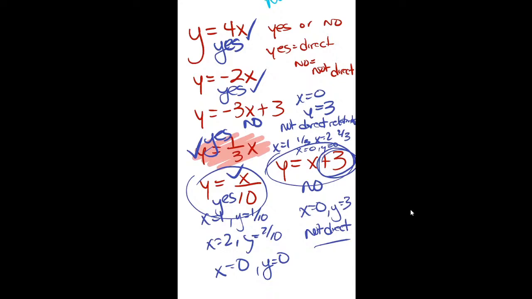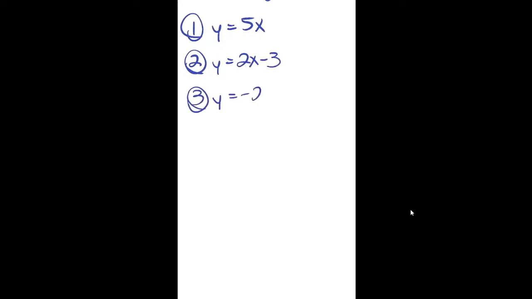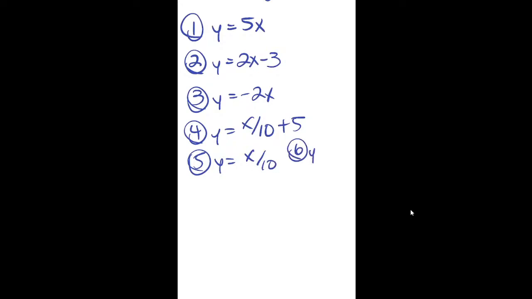Now, try another 4, and then we're going to take this to the next level. I'm going to introduce k to you and show you what to do with that. Try these. Y equals 5x, y equals 2x minus 3, y equals negative 2x, y equals x divided by 10 plus 5, y equals x divided by 10, y equals x squared. Pause and try. Okay, here come the answers. If you haven't paused me, now's your final warning. All right, let's do it.